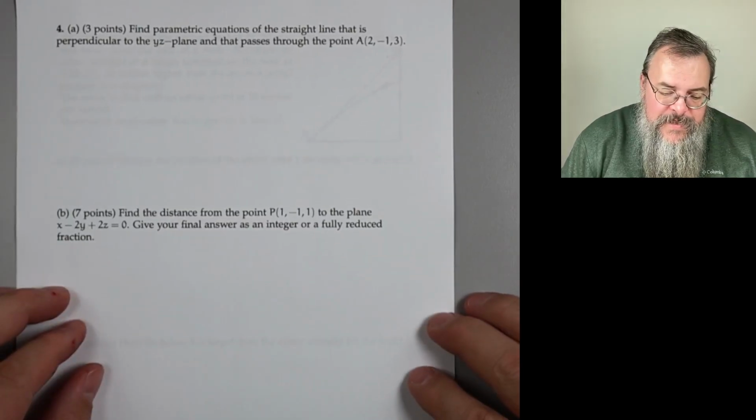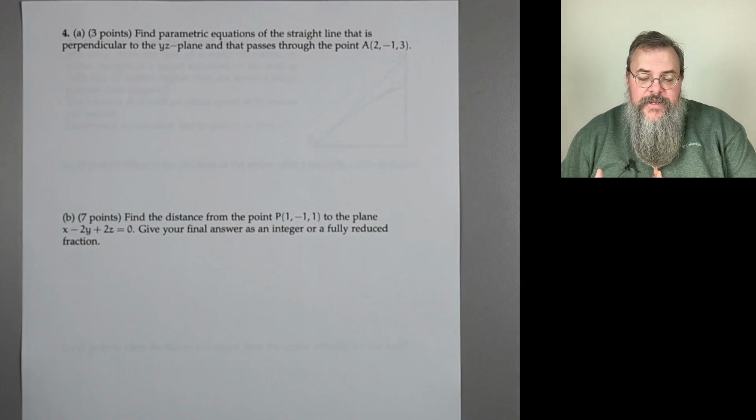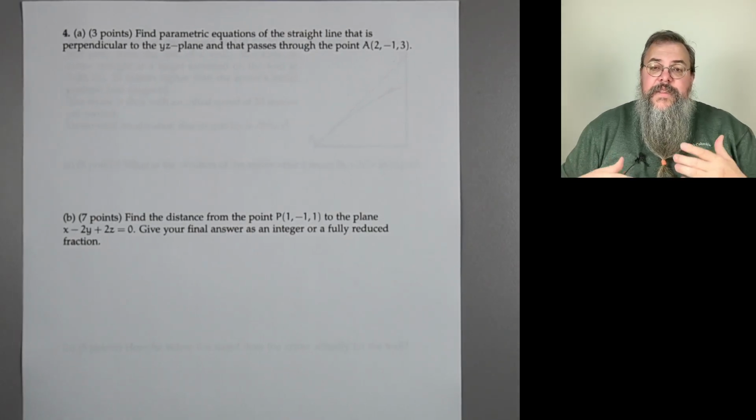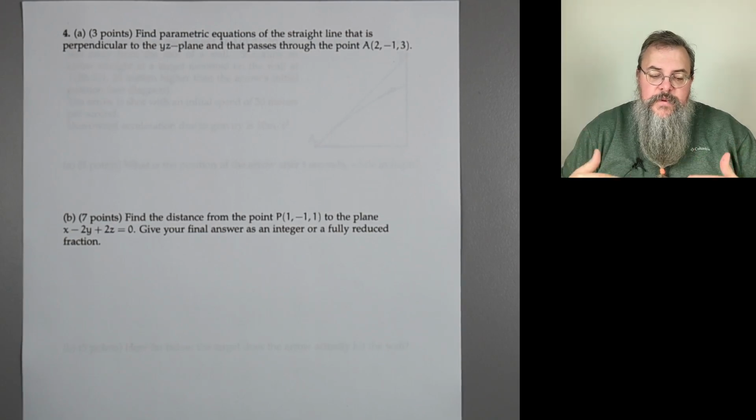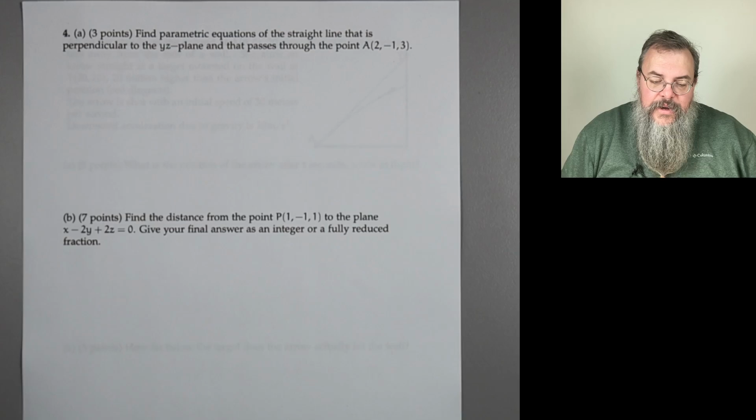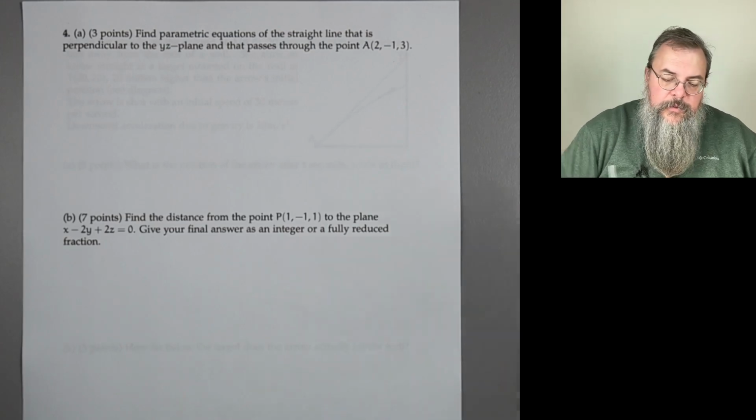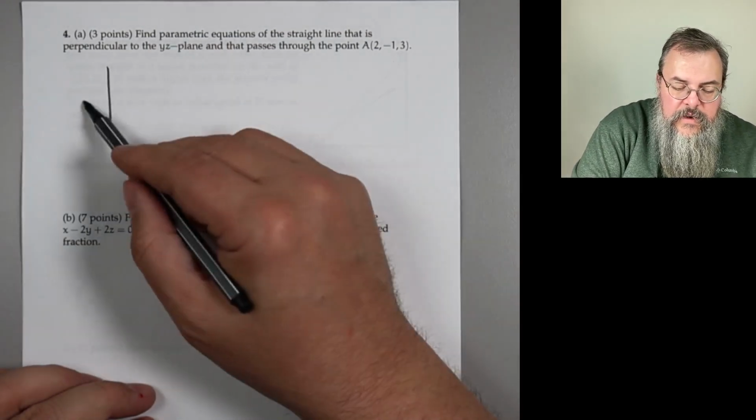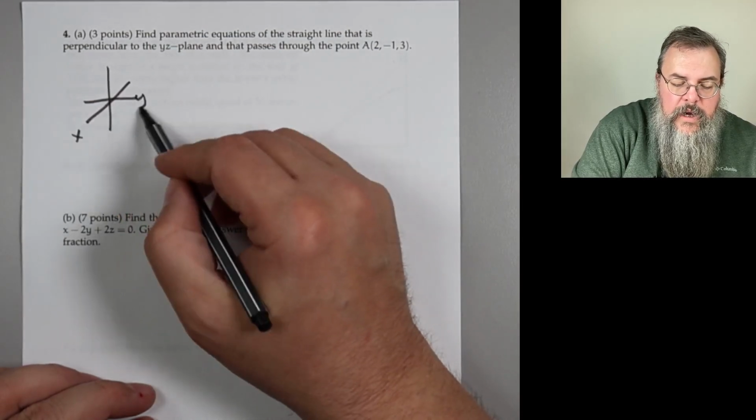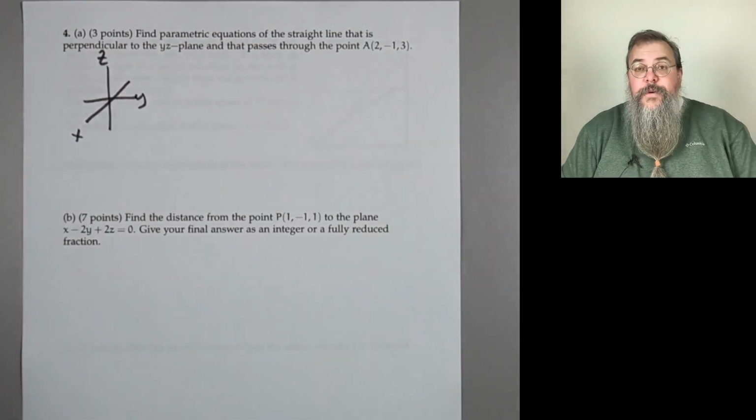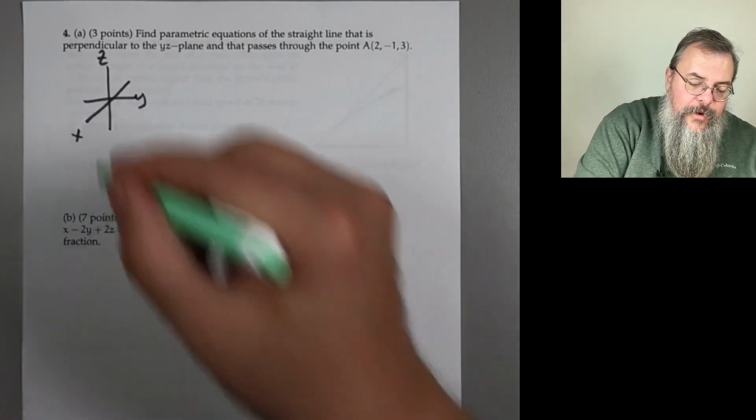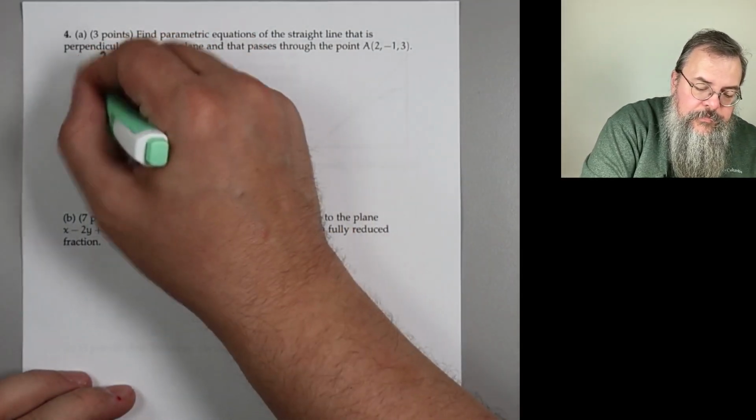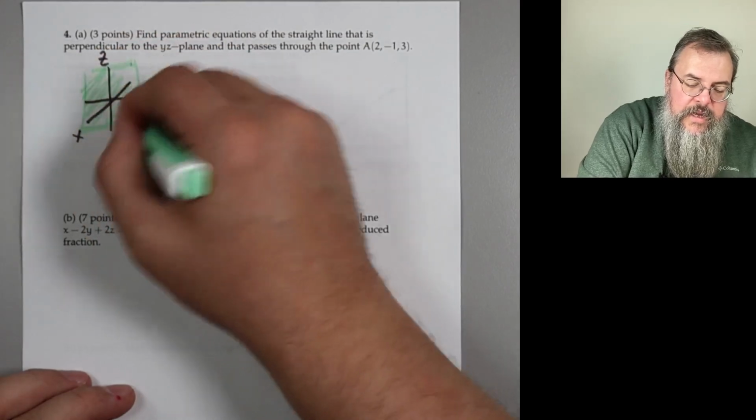Number 4. Find the parametric equations of the straight line that is perpendicular to the yz plane and that passes through the point A (2, -1, 3). Okay, so let's just quickly remind ourselves what's going on here. We have our x, y, z. Now, what is the yz plane? Well, it's the plane that's formed involving y and z. Okay, so that's our yz plane.